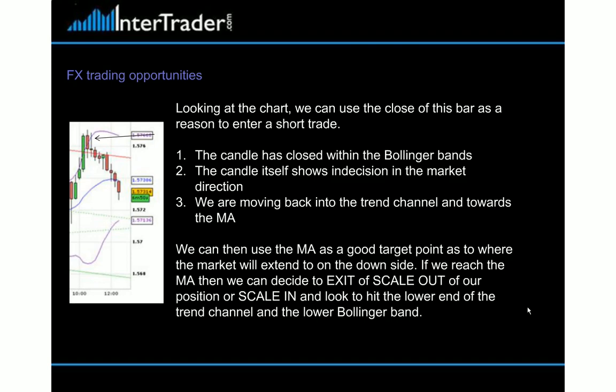Things that consistently work. So again, looking at the chart, we can see the close of this bar as a reason to enter the short. The candle's closed with a Bollinger Band inside it. It's rejected a close outside of it in that up move. The candle itself is indecision in the market, a bit of a doji candle. We're moving back in towards a trend channel, towards a moving average. So three things you can use for your entry point just based upon that one candle.